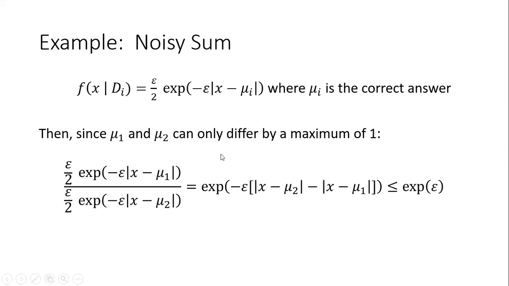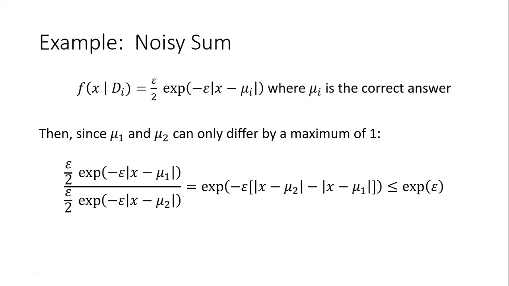Any two databases, D1 and D2, that differ on at most one row, the correct answer could only differ by a maximum of one. Right? Because if database D1 has 87 people with an IQ less than 90, and database D2 only differs in one row, then the number of people with an IQ less than 90 would have to be 86, 87, or 88.